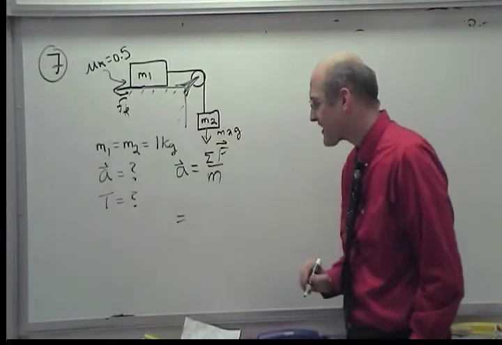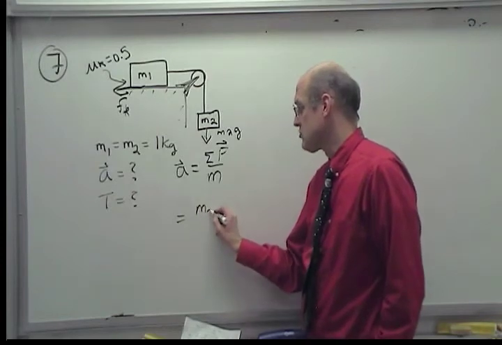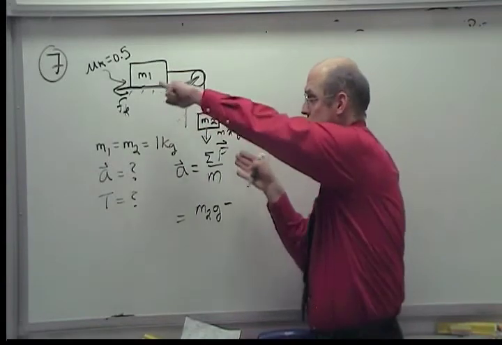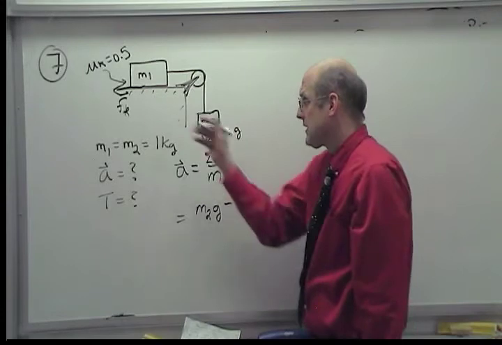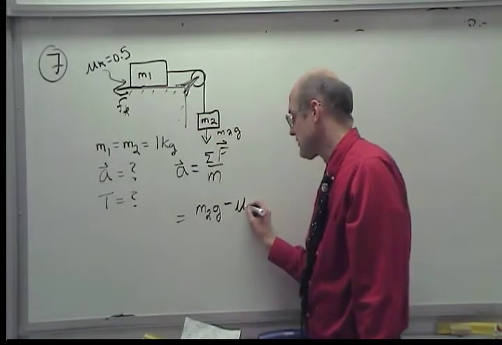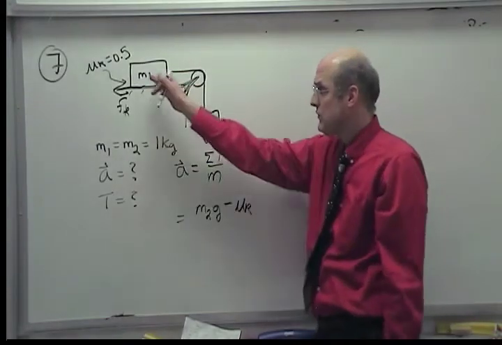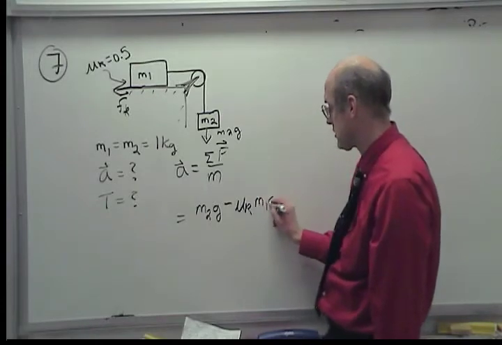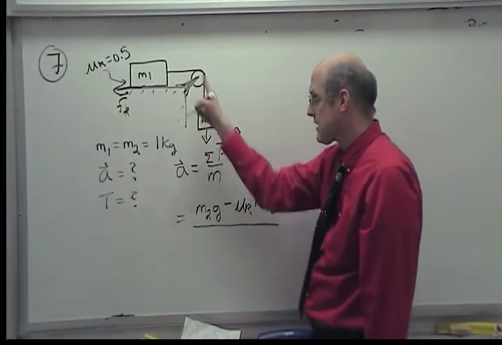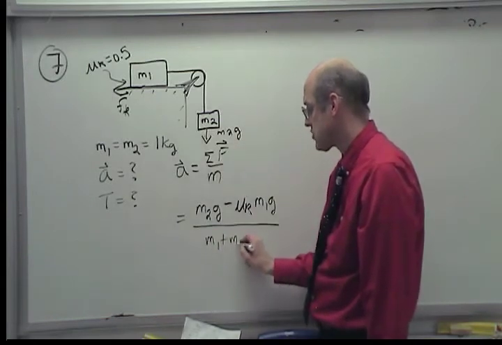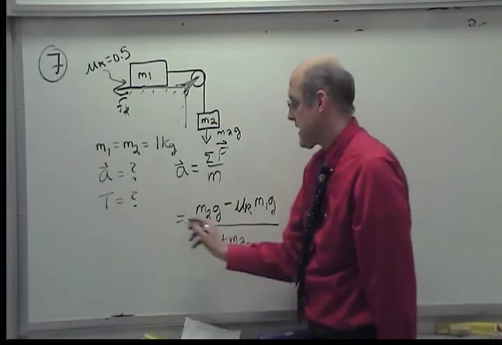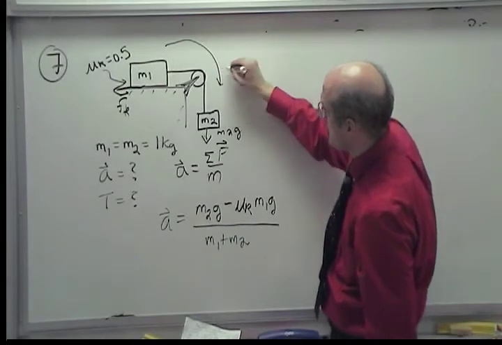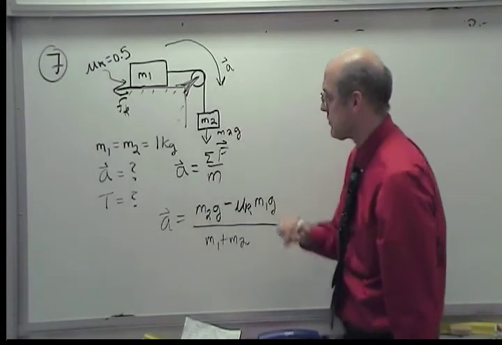it's sliding. So the net force then would be M2g minus Fk, because these two forces are opposing each other. And isn't Fk equal to mu k, the coefficient of kinetic friction, times the normal force on M1, which is just equal in magnitude to the weight of M1, or M1g. We then divide this by the total mass of the system, which is M1 plus M2. This quotient then gives us the acceleration of the system. So M1 is going to accelerate to the right, and M2 is going to accelerate downward.